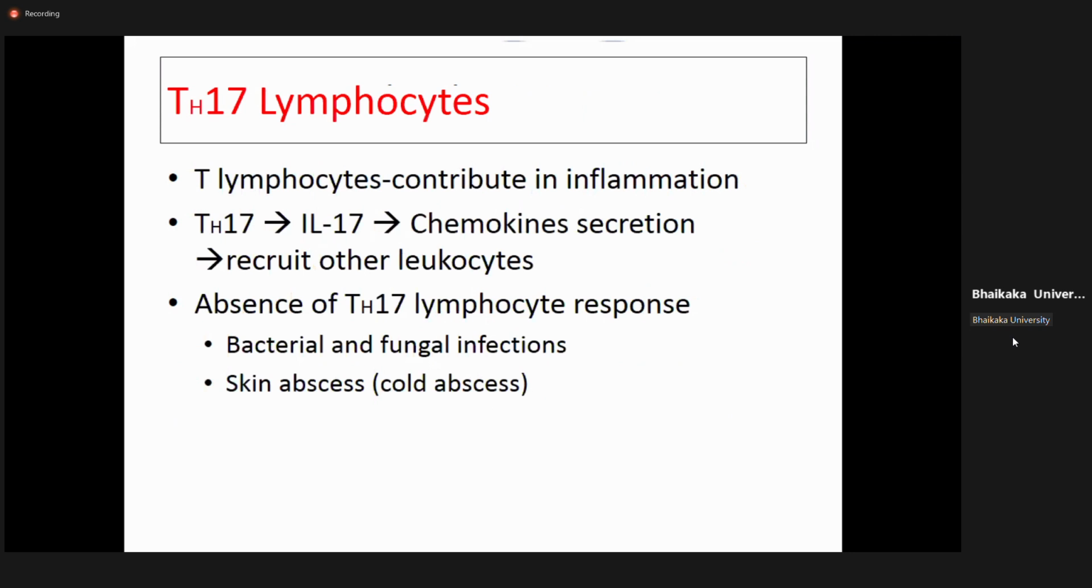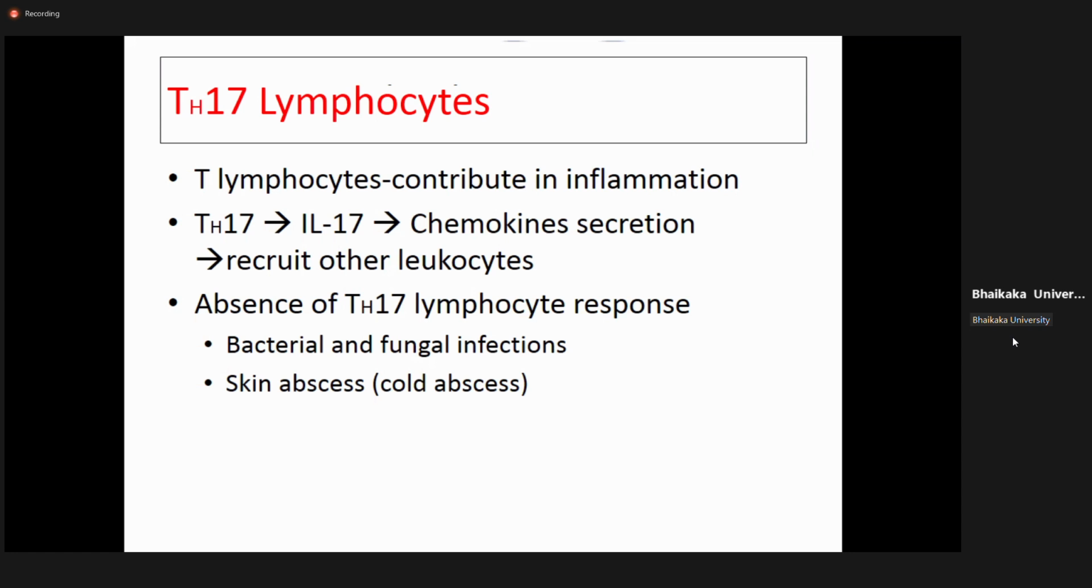One more mechanism is T helper 17 lymphocytes. As we have seen, phagocytic cells are neutrophils and macrophages. So these two are the important cells which play the major role in acute inflammation. But there are also lymphocytes which are part of acquired immunity, but still they play a role in acute inflammation.